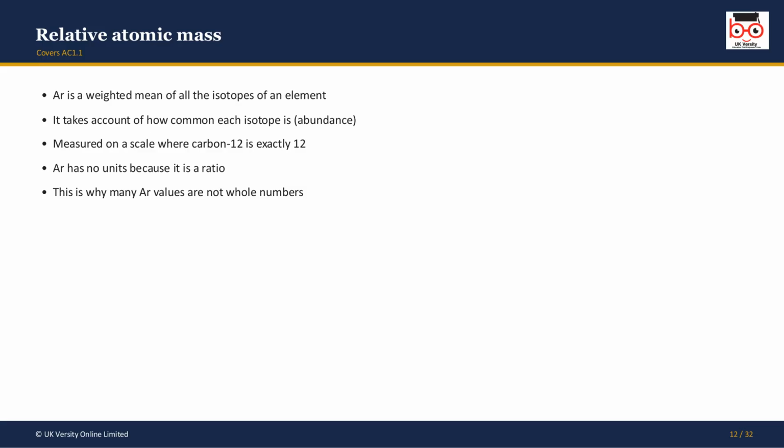So, relative atomic mass is really a weighted average. It takes every isotope of an element and accounts for how common each one is, its abundance. The scale is set so that carbon-12 is exactly 12, and because it's a ratio, AR has no units. That weighting is exactly why so many relative atomic masses come out as awkward, non-whole numbers.